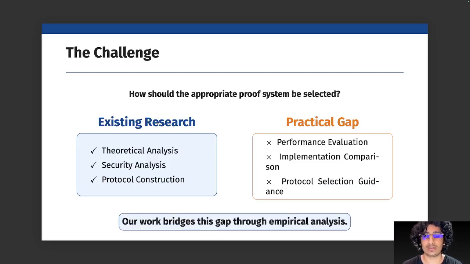The challenge. When we looked at existing literature, we found extensive work on cryptographic theory and security analysis. However, there was comparatively little empirical evaluation showing how these systems behave under real implementations. Our work tries to bridge this gap by providing a practical comparison that developers can use when selecting a proof system.